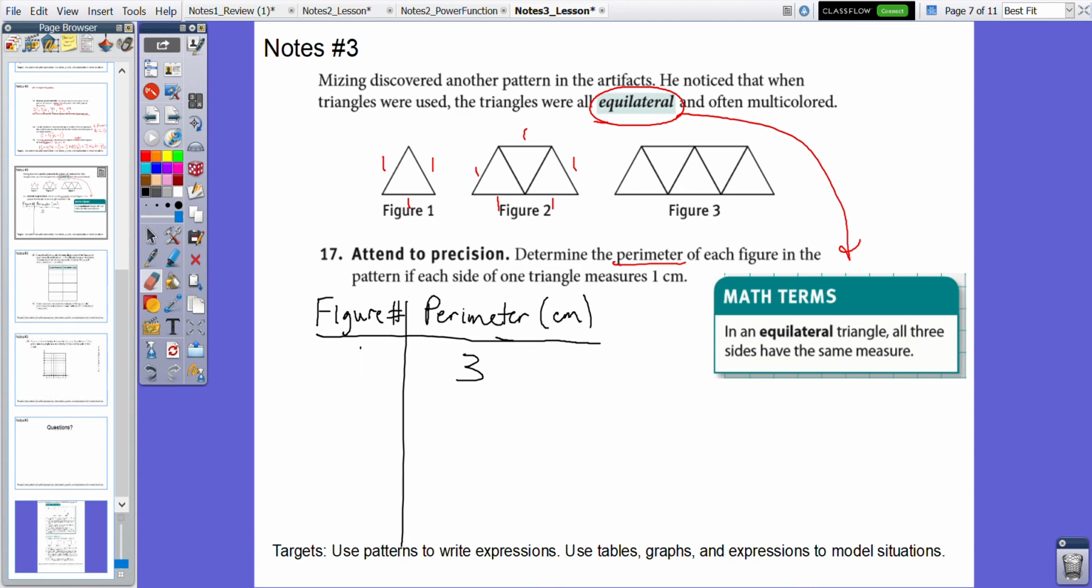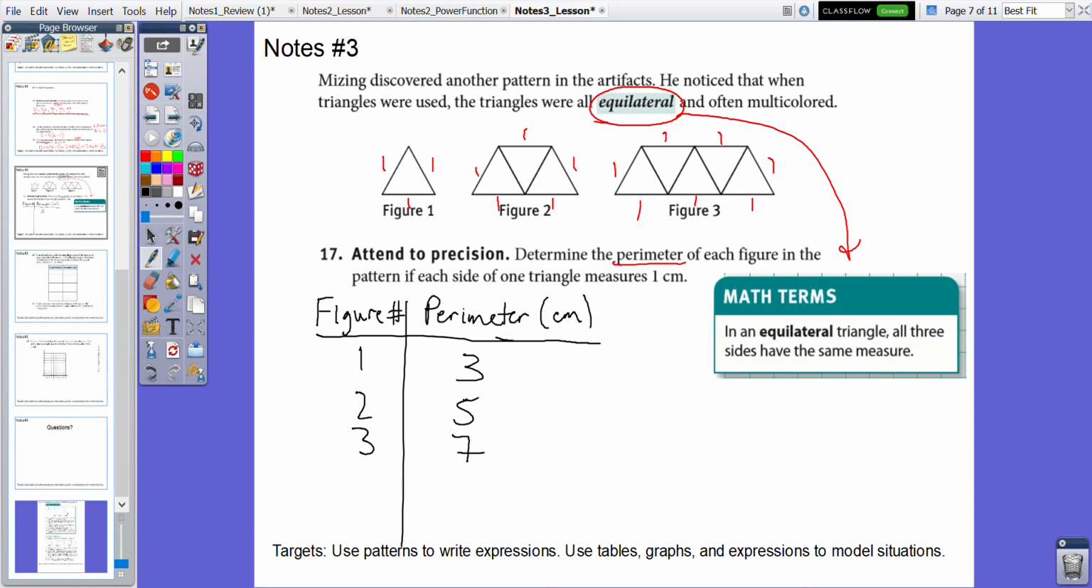So figure 2, oh man, now I've done it. Figure 2 has a perimeter of 5. And then figure 3, once again, we want to make sure we count up the outside here. So 1, 2, 3, 4, 5, 6, 7. So figure 3 has a perimeter of 7. Okay. Moving on to the next page, which is on page 12 here.